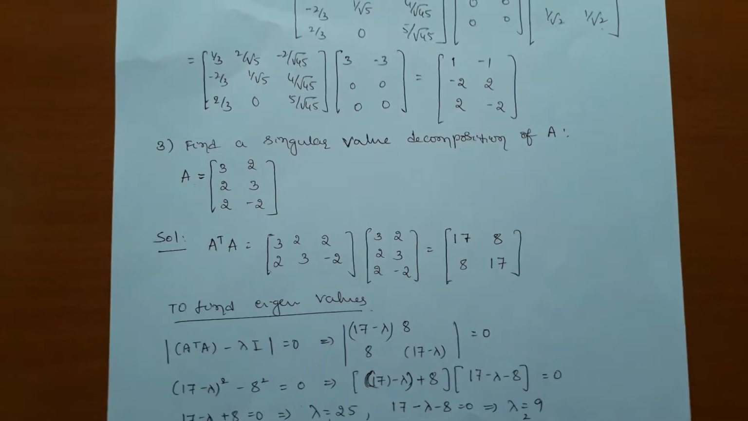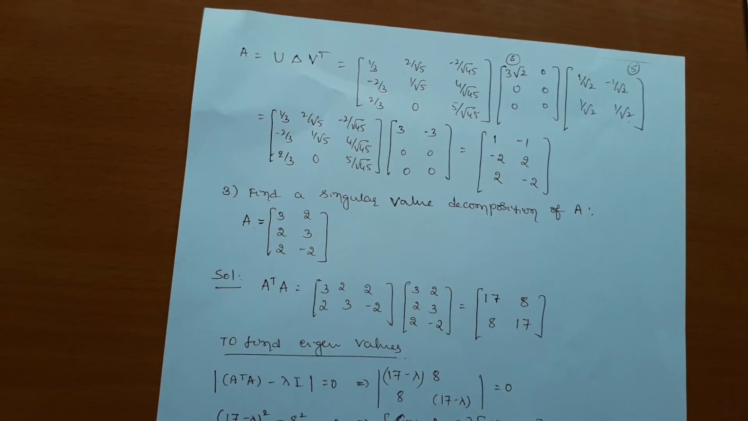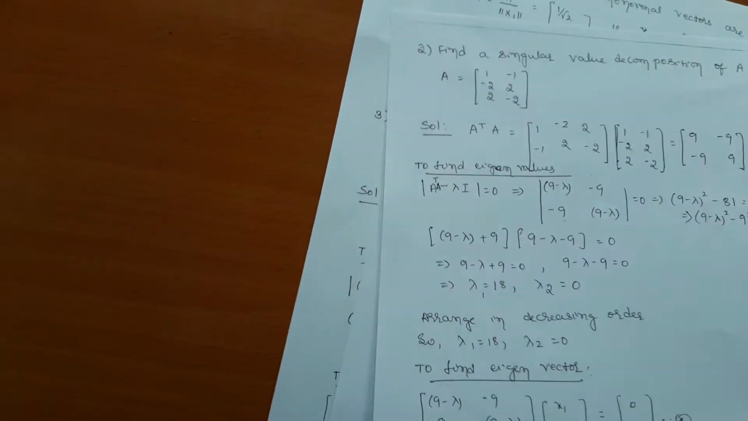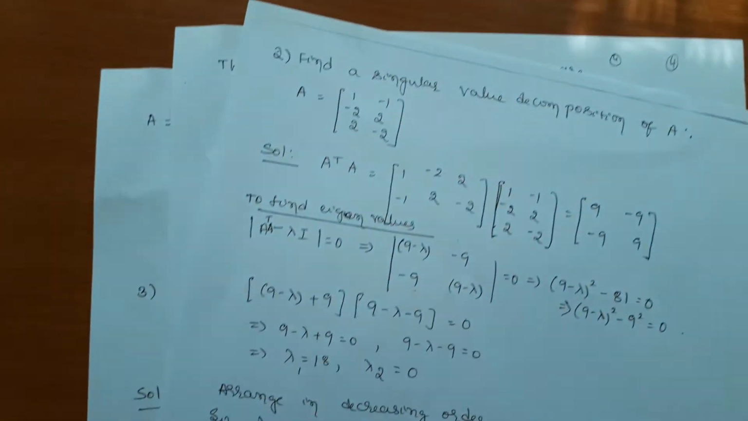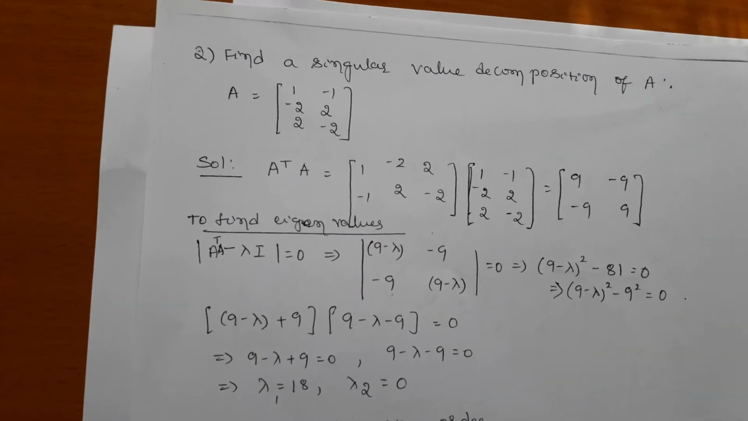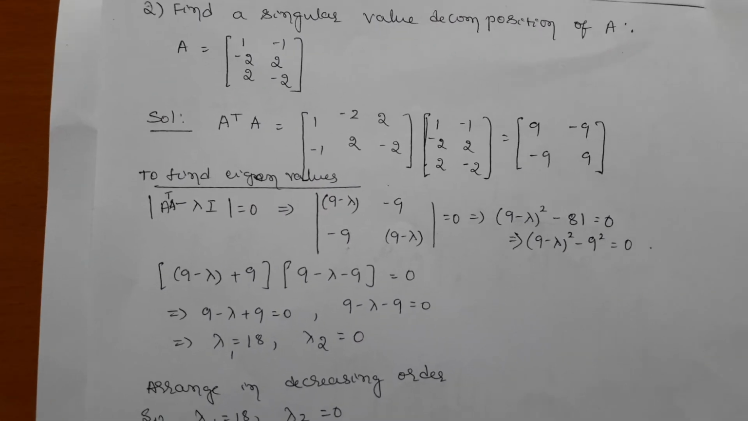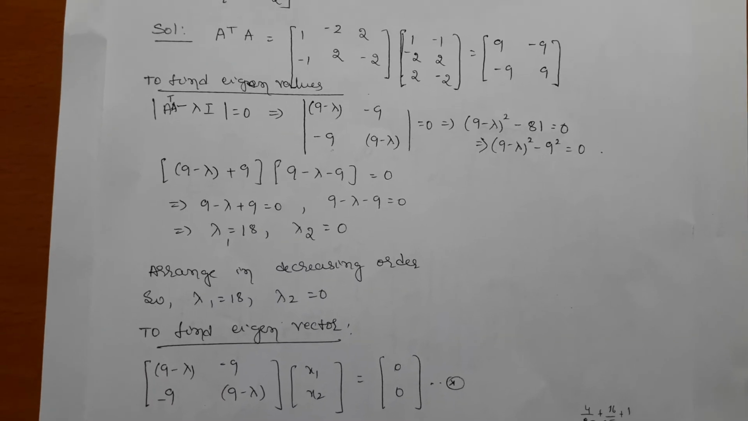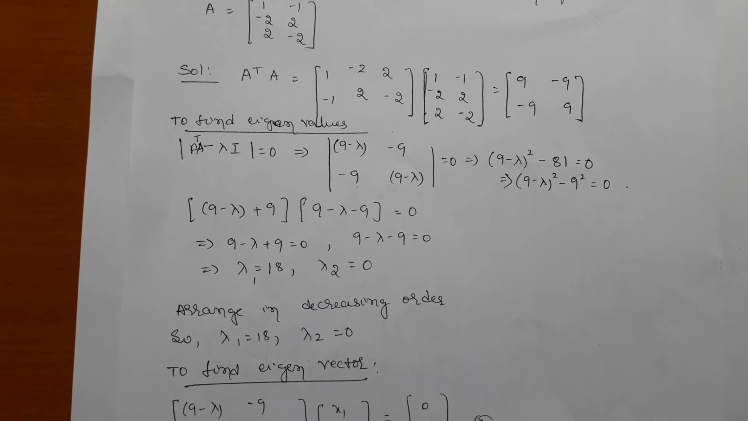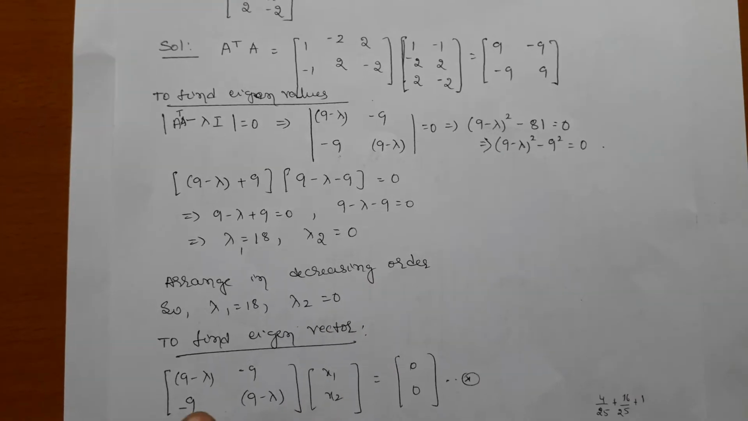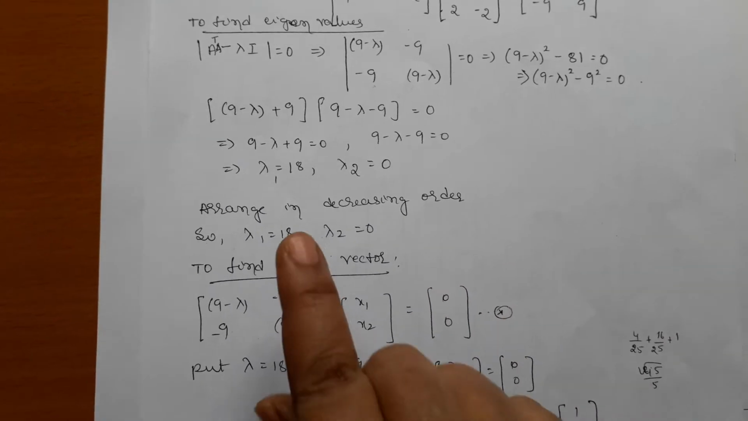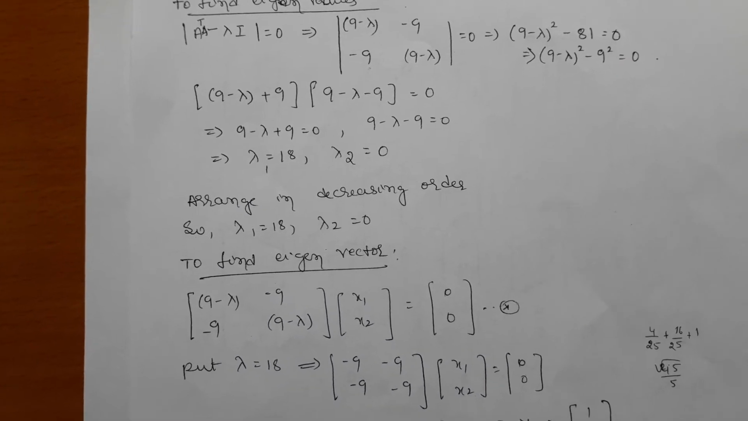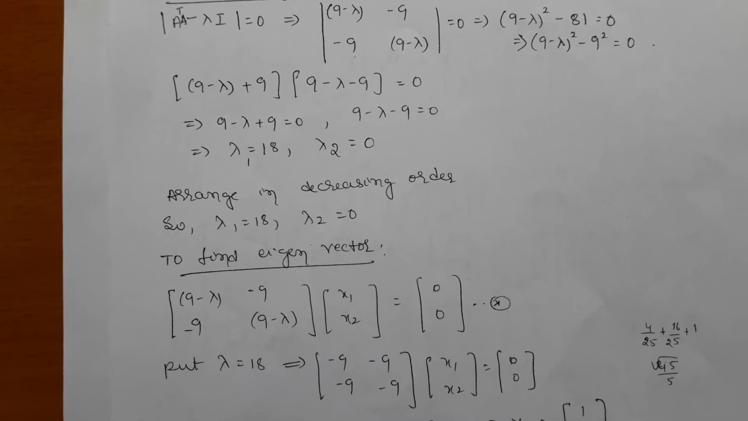Before moving to the next problem, I am going to explain once again this second problem because it may be a little bit confusing. In the given matrix, how many rows? 3 rows with 2 columns. First you find A transpose times A. After that, you take the determinant of A transpose A minus lambda I equal to 0. Now we get two eigenvalues before eigenvectors. Before finding eigenvectors, better you write them from the largest to the smallest value, in decreasing order.